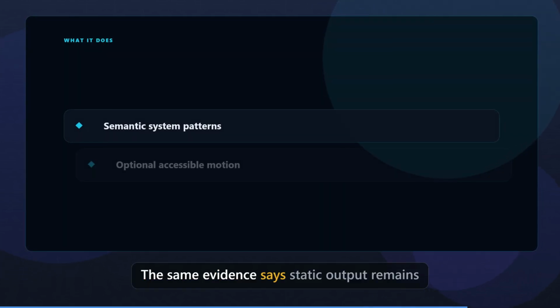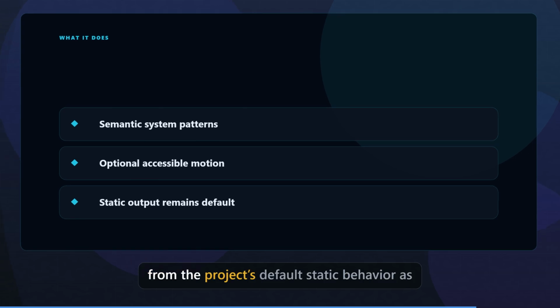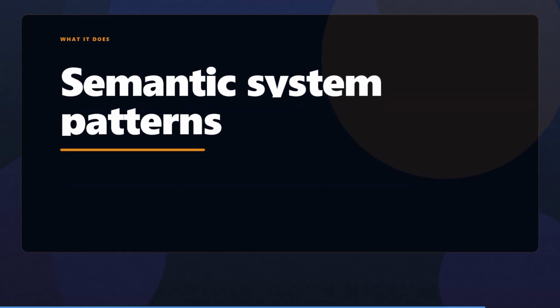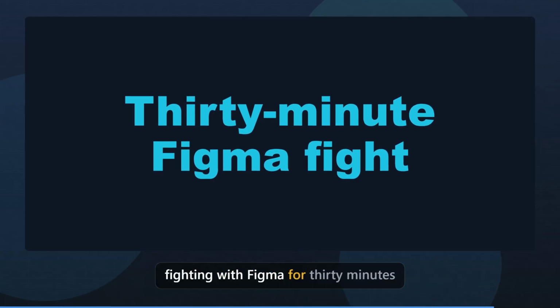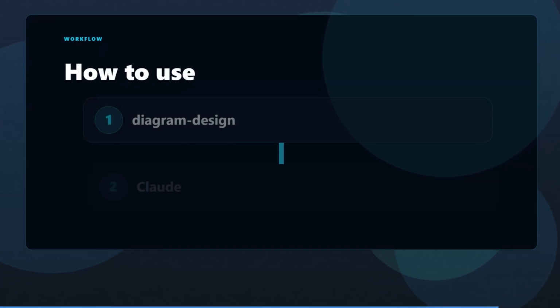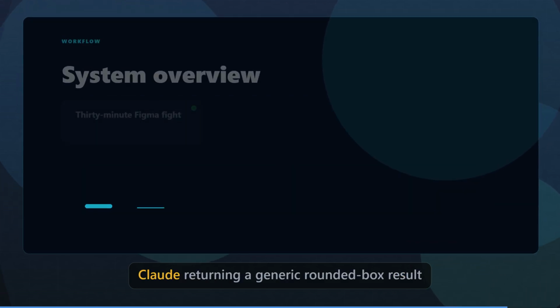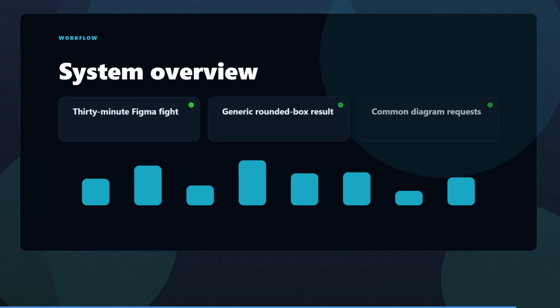The same evidence says static output remains the default, separating optional motion from the project's default static behavior as documented in the repository. The creator says diagram work previously meant fighting with Figma for 30 minutes or skipping the diagram. The cited architecture example also describes Claude returning a generic rounded box result for common diagram requests.